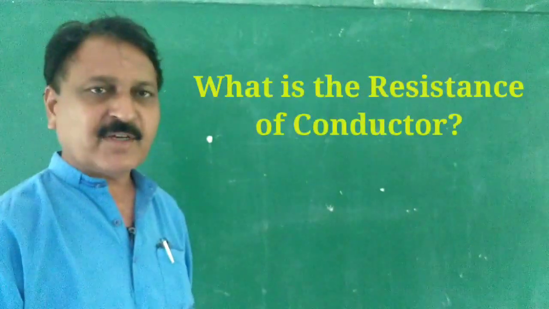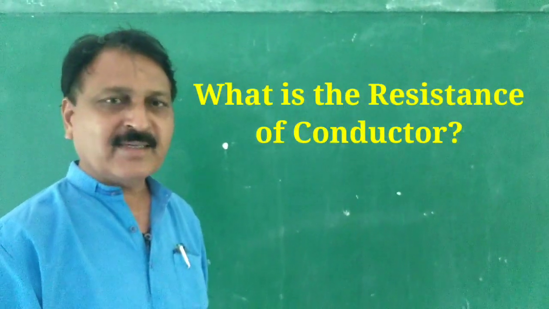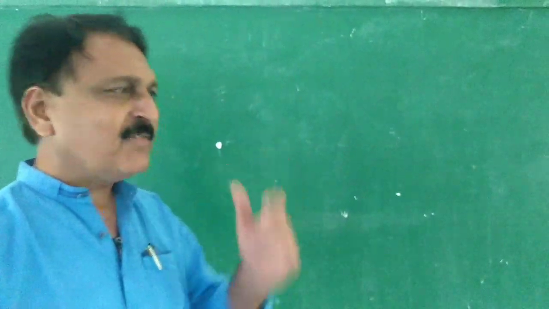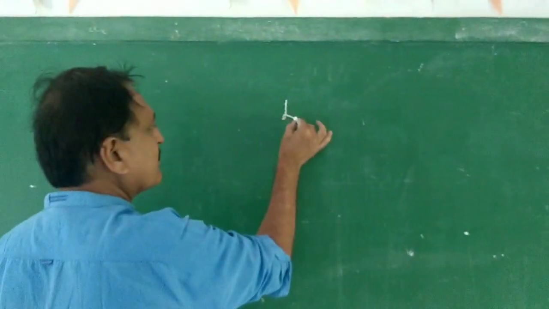What is the resistance of a conductor? How to connect the resistors? What are the types of connecting the resistors? Let us see first what is electrical resistance.